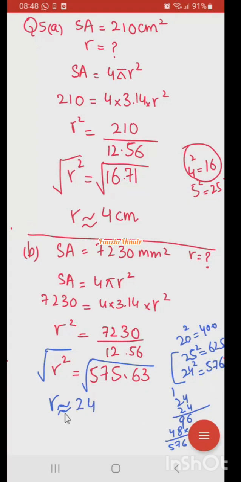So the answer is approximately, we are still using this sign of approximation because it's not the exact value. Exact value would be in decimal. Okay, so 24 millimeter would be the radius of this sphere, right?